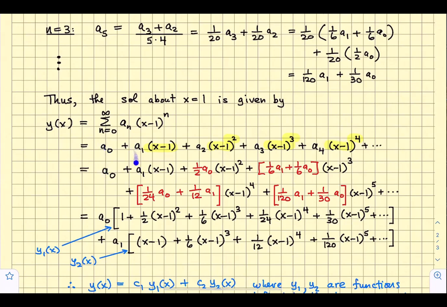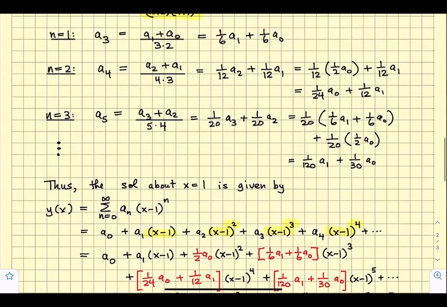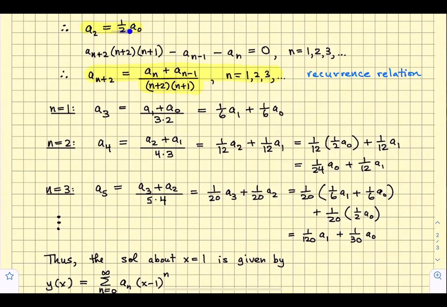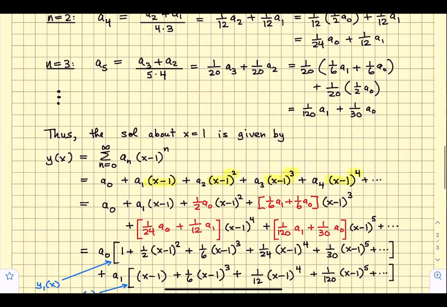Keep in mind, I don't know anything about a0. I don't know anything about a1. But I do know what a2 is in terms of a0. And then I know a3 in terms of a0 and a1. I know a4 in terms of a0 and a1. I know a5 in terms of a0 and a1. So I'm going to leverage these things next.